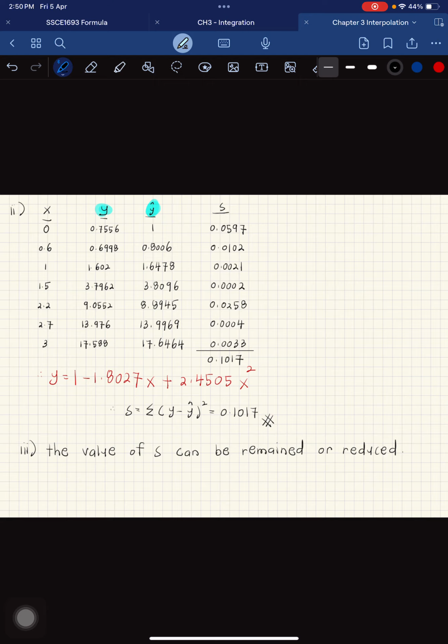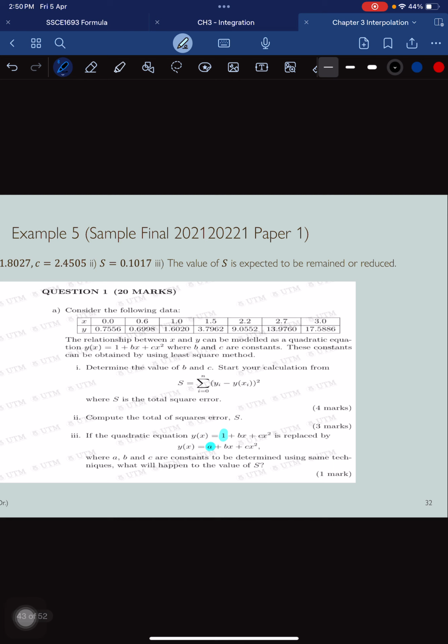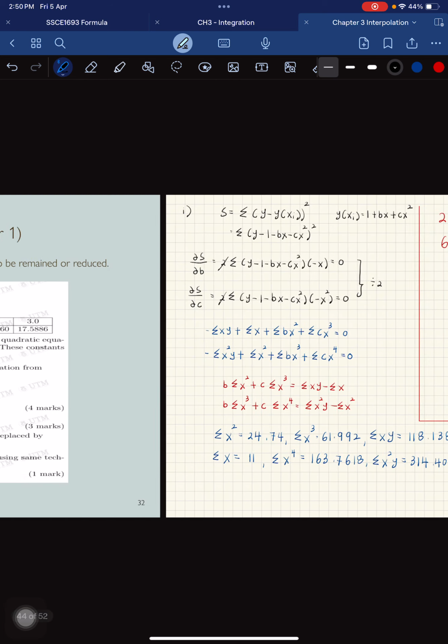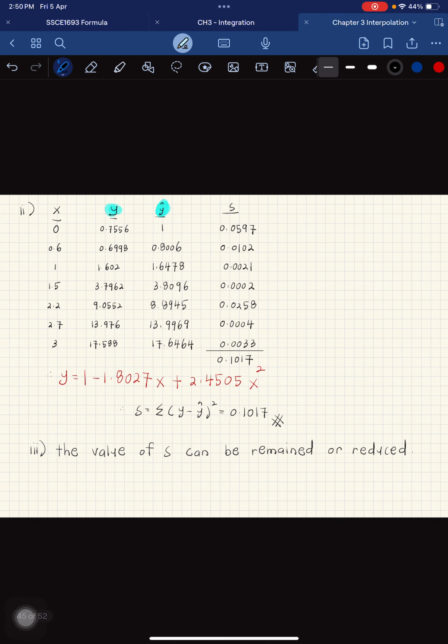Okay, so this is our answer for number 3. So the value of S can remain or reduce. Okay.